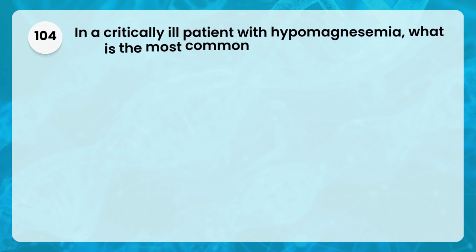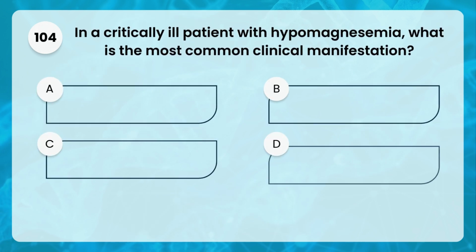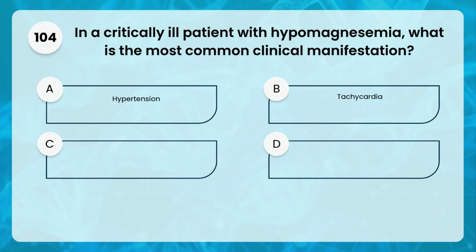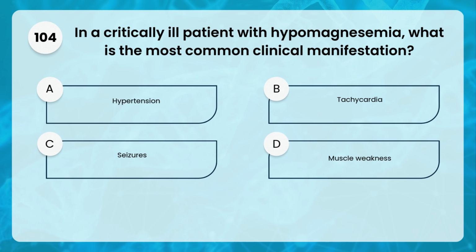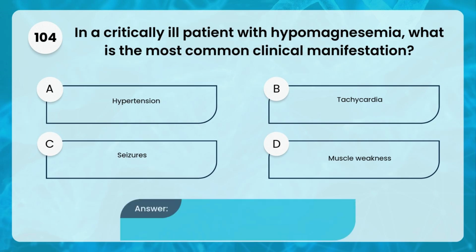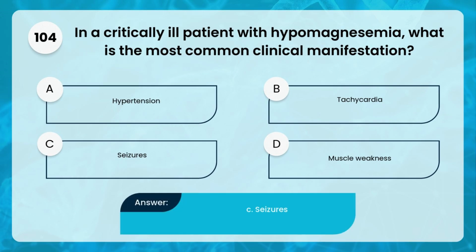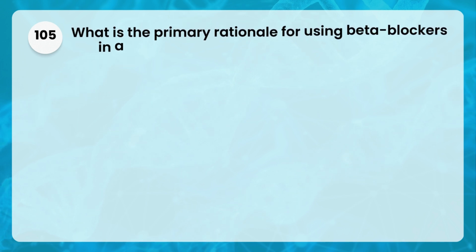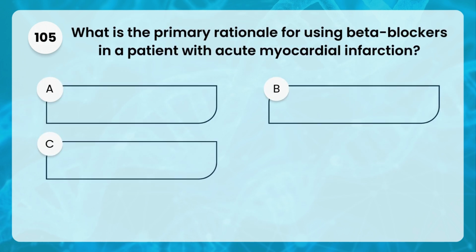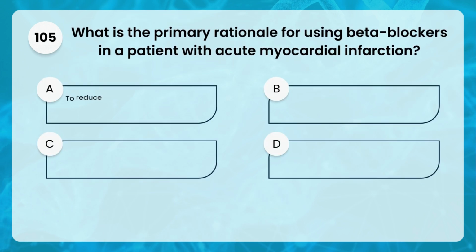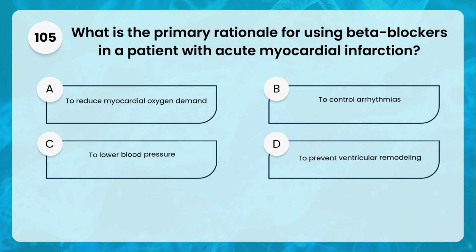104. In a critically ill patient with hypomagnesemia, what is the most common clinical manifestation? A. Hypertension. B. Tachycardia. C. Seizures. Or D. Muscle weakness. The answer is C. Seizures. 105. What is the primary rationale for using beta blockers in a patient with acute myocardial infarction?